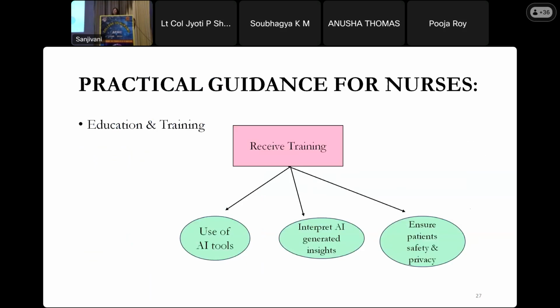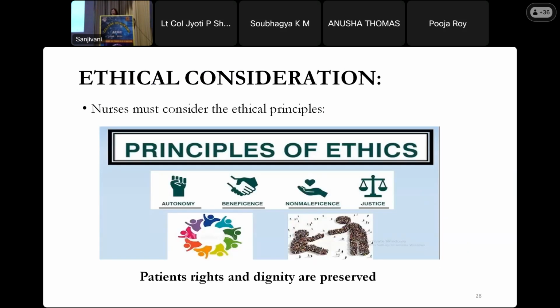Now, when you talk about practical guidance for nurses, it is very, very important. It is said that you cannot run away from AI, but you have to hold hands with it. Therefore, in education and training, we must receive additional training in the use of AI tools, interpret AI generated images, and also ensure that the patient's safety and privacy is taken care of. And on ethical consideration, we all know autonomy, beneficence, non-maleficence, and justice, and the rights and dignity of the patient should be preserved.